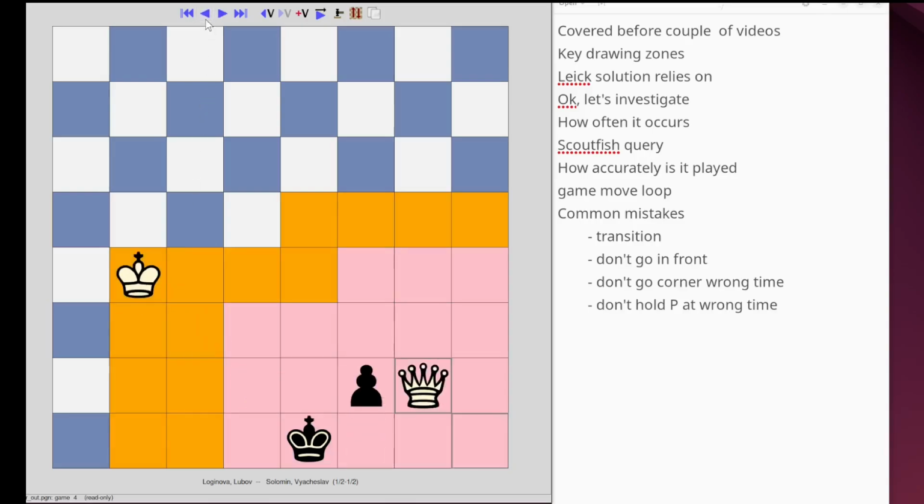So this one, if we go back to this position, should have played the check in the corner, pushed the king back into the center. That's the way to win that game. So that was a mistake by the attacker.